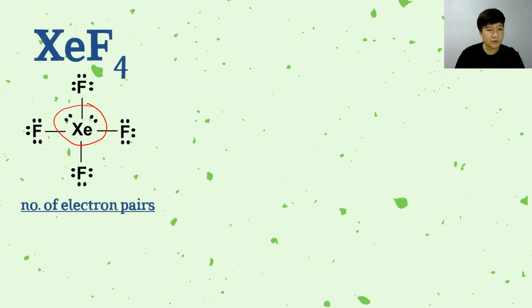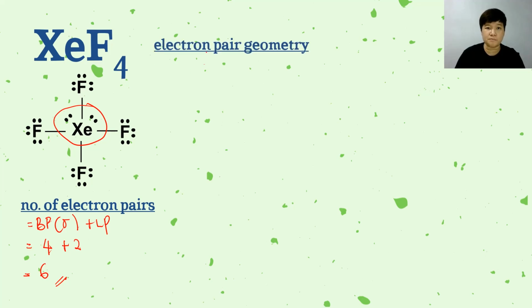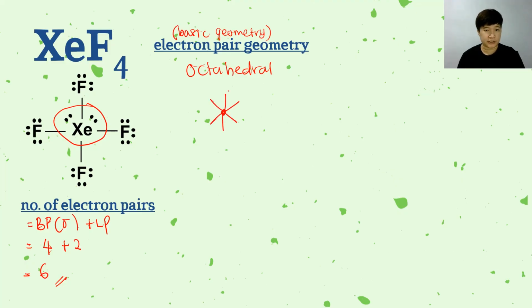Okay? Last but not least, what would happen when you have 2 lone pairs at the central atom? So your number of electron pairs will be bonding plus lone pair. Your bonding is 4 and your lone pair is 2. So your number of electron pairs remains 6. And from the number of electron pairs being 6, you know that your electron pair geometry or basic geometry will be octahedral.